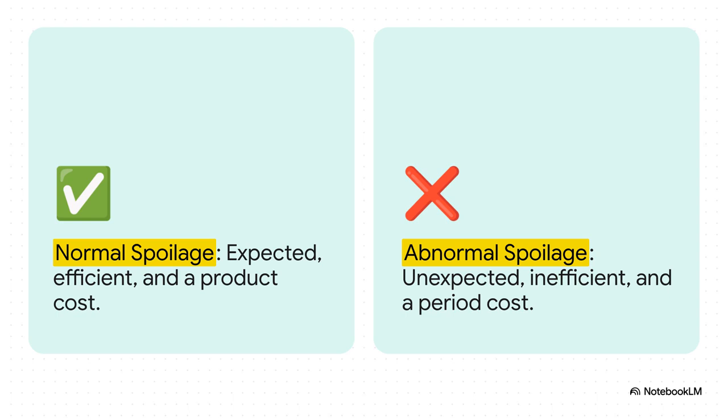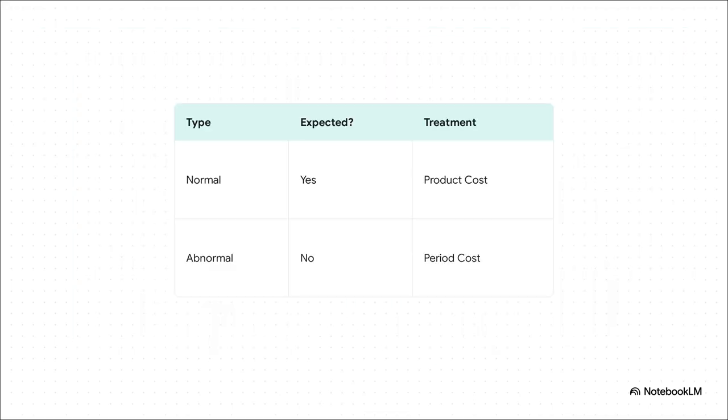Instead, it must be exposed immediately on the income statement as a period cost, specifically recognized as a loss from abnormal spoilage. This comparison perfectly illustrates the contrast you literally just have to memorize. Normal equals expected.